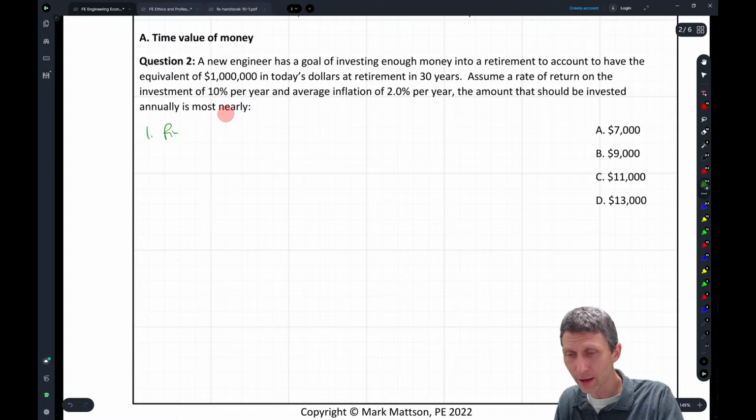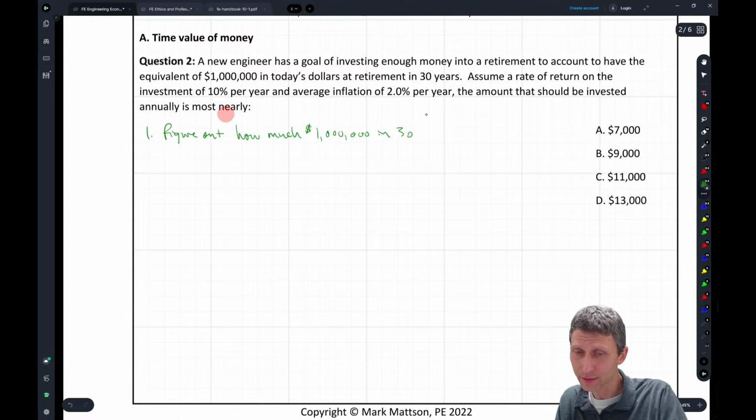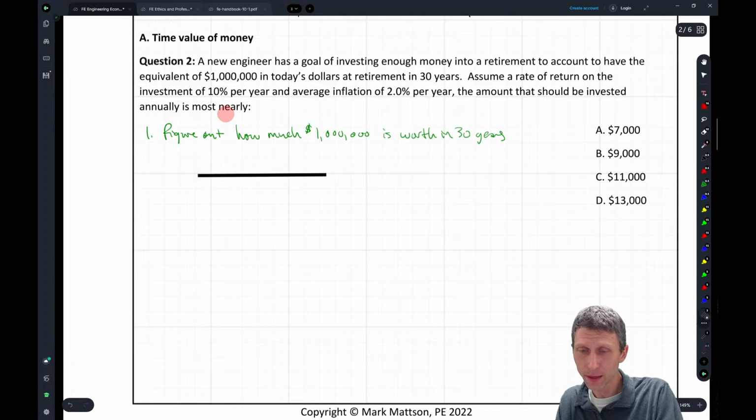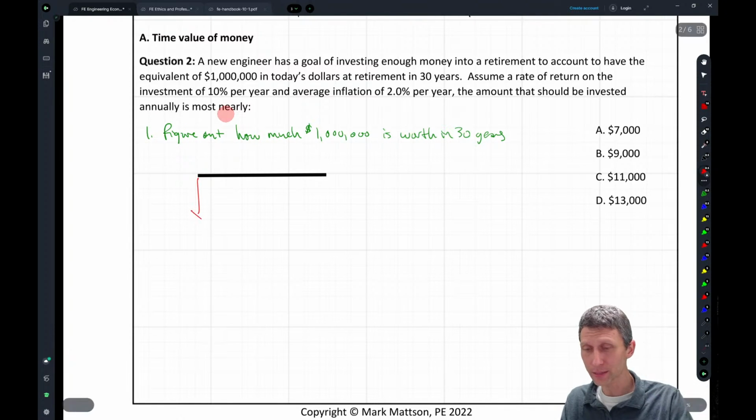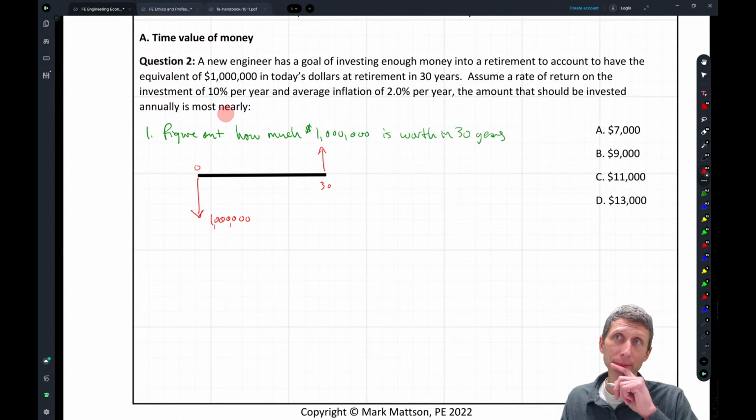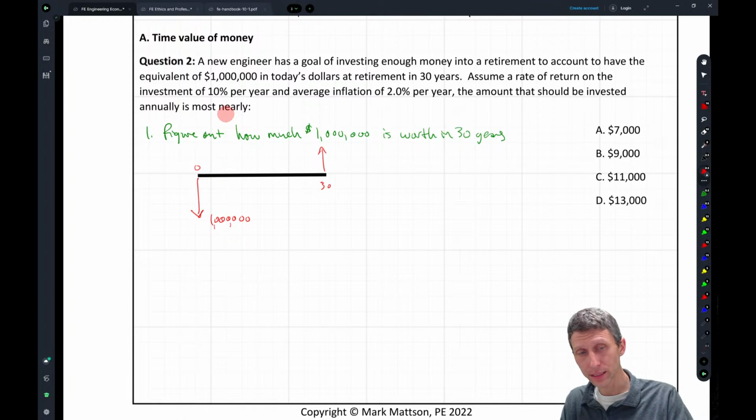But the first thing that we want to do is figure out how much $1 million will be worth in 30 years. Okay, so in other words, we're saying if we have this diagram, what we want is a present value of $1 million. What's the future value going to be? So if this is time 0 and time 30, right, what is that going to be? Okay, and what's our interest rate here? This is where you have to understand the interest rate that we're looking at is inflation, right?